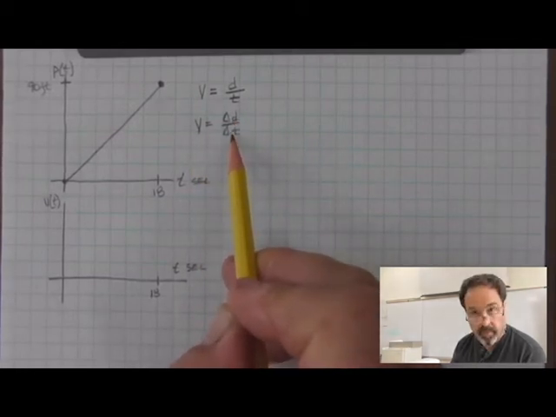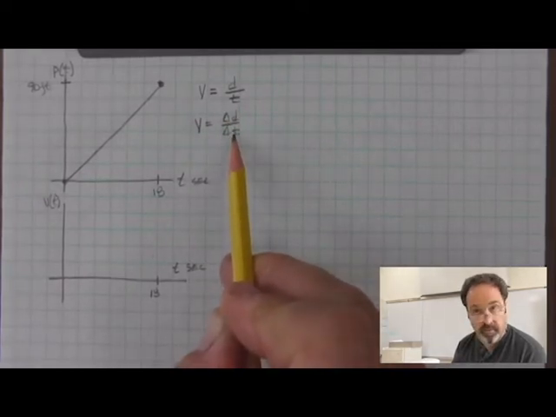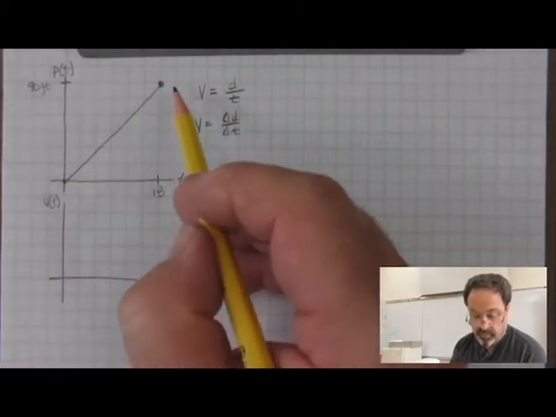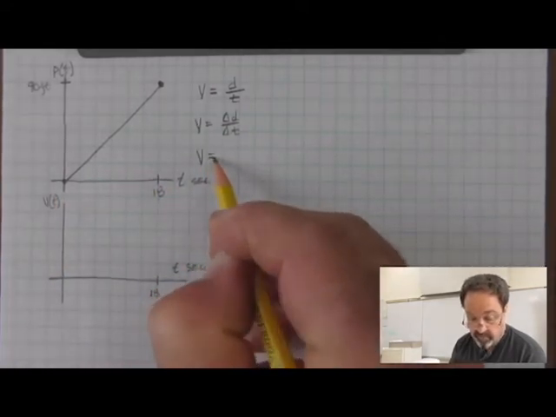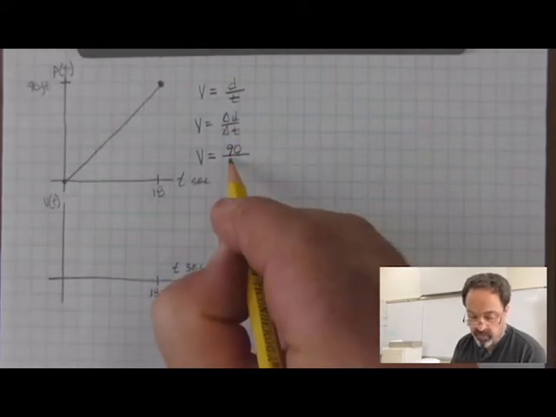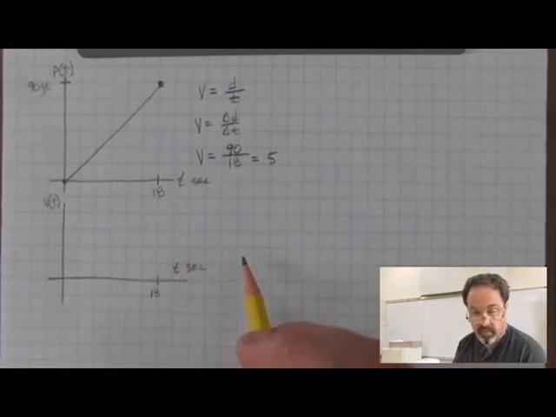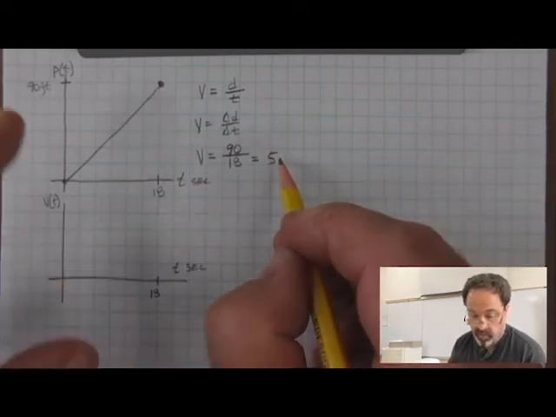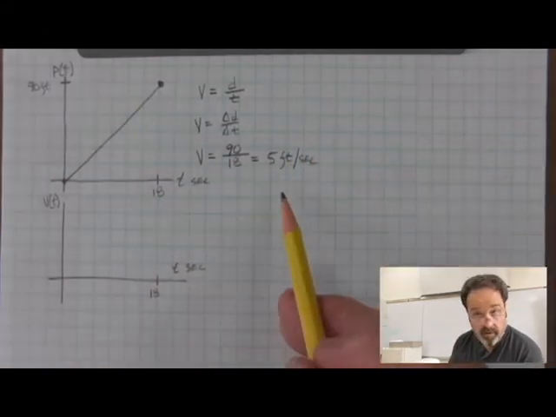Rise over run. In this case, the rise is a change in distance or position, and the run is a change in time. If I was to calculate the slope of this line, I would think of it as a rise of 90 over a run of 18. And this velocity then is the change in position of 90 divided by the change in time of 18, which can be reduced to 5. And if we include the units, then it is 5 feet per second, which is a velocity.